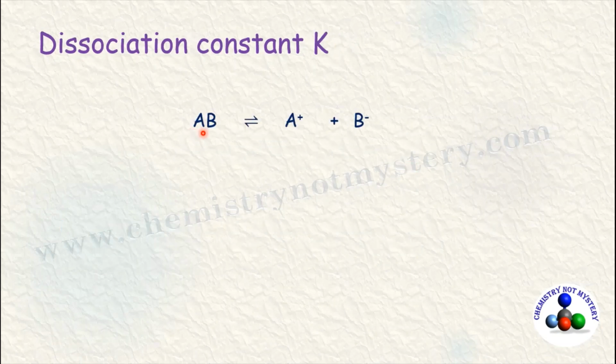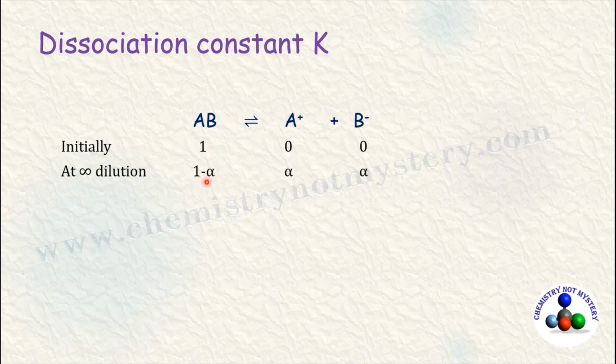For example, AB is a weak electrolyte. It partly dissociates into A plus ion and B negative ion. So initially there is 1 mole of AB and 0 moles of A plus and B negative ion. At the time of dilution, alpha moles of AB get dissociate into alpha moles of A plus ion and alpha moles of B negative ion. So there will be 1 minus alpha moles of AB will remain.